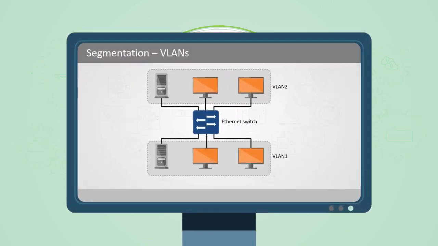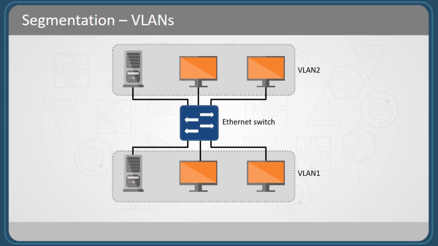The idea here is that we have all of these systems connected to the same physical switch, but we can use software configuration within the switch to isolate systems from each other. The systems in VLAN 1, for all intents and purposes, believe that they have their own dedicated switch. The systems in VLAN 2, same thing. So most of the traffic occurring between those systems stays within that VLAN. If it has to cross over to the other VLAN, it certainly can, but we have effectively isolated the traffic that is most common amongst those systems.